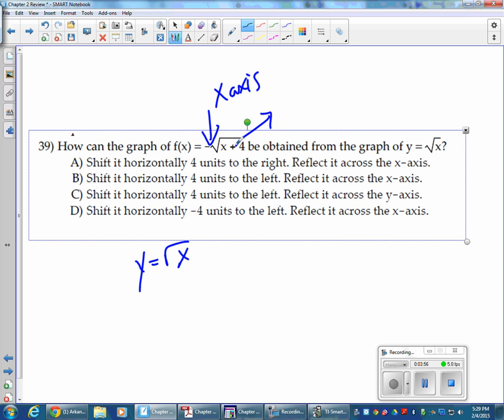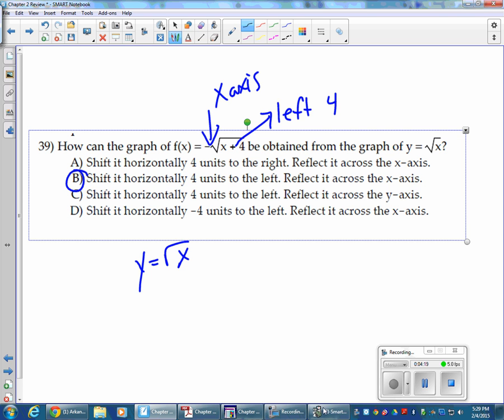And then a plus 4 underneath a radical is going to move it left 4. If there was a plus 4 outside the radical, that would move it up or down. But underneath or inside the grouping symbol is the left or right, and it's always the opposite of the number. So a plus 4 moves it left 4. So I want to go 4 units to the left and across the x-axis.